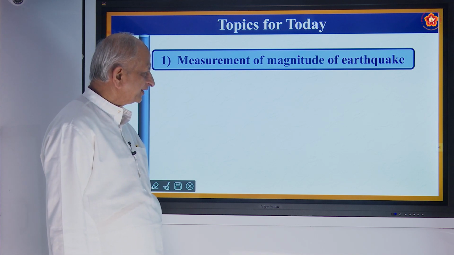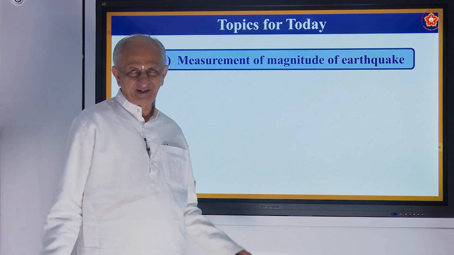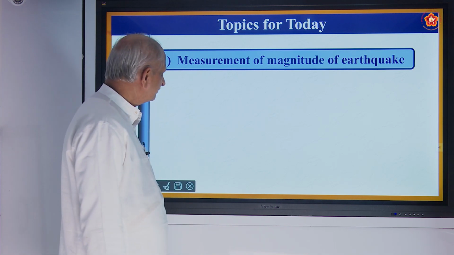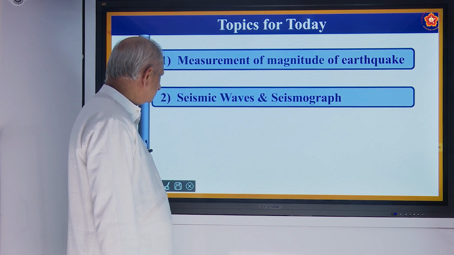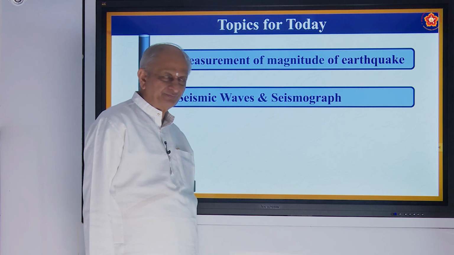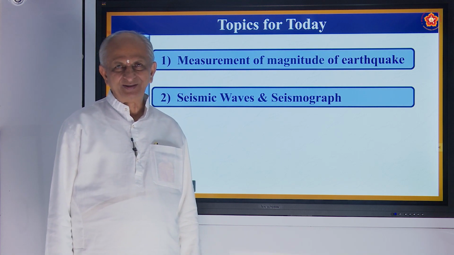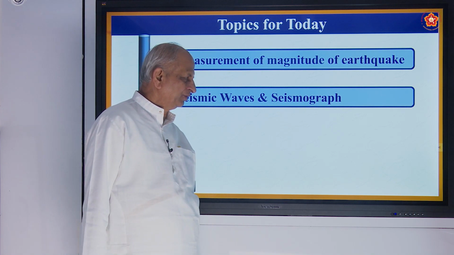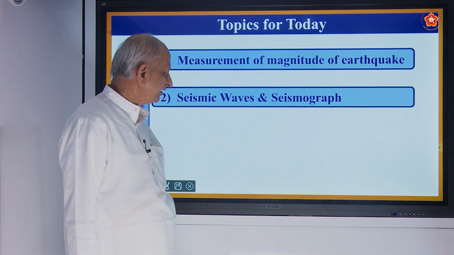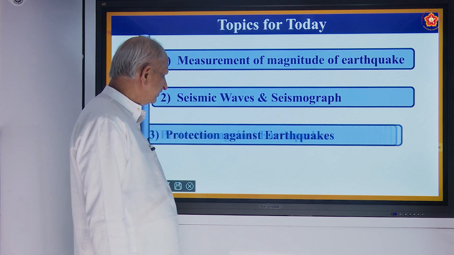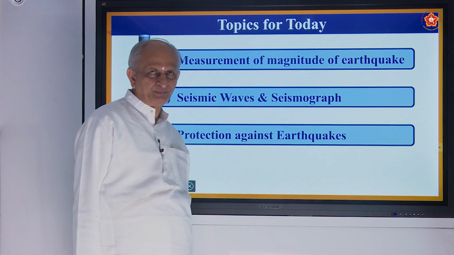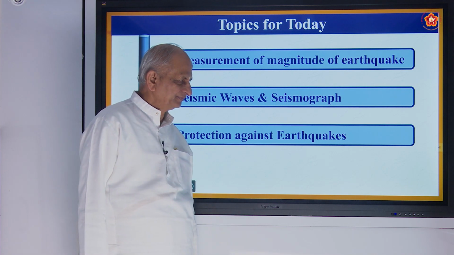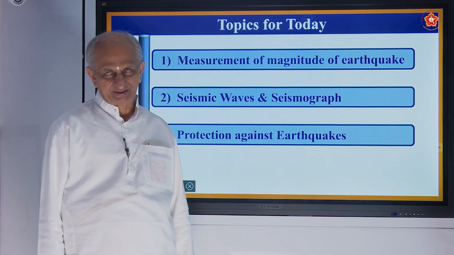Measurement of the magnitude of earthquake. We heard about earthquake, how it happens. Now how to measure it, and the seismic waves. So seismic means what? Connected with earthquakes. How the waves are produced, how it is transferred, and the device of measuring the earthquake, that is called seismograph, and protection against earthquakes. So what are the precautions to be taken?